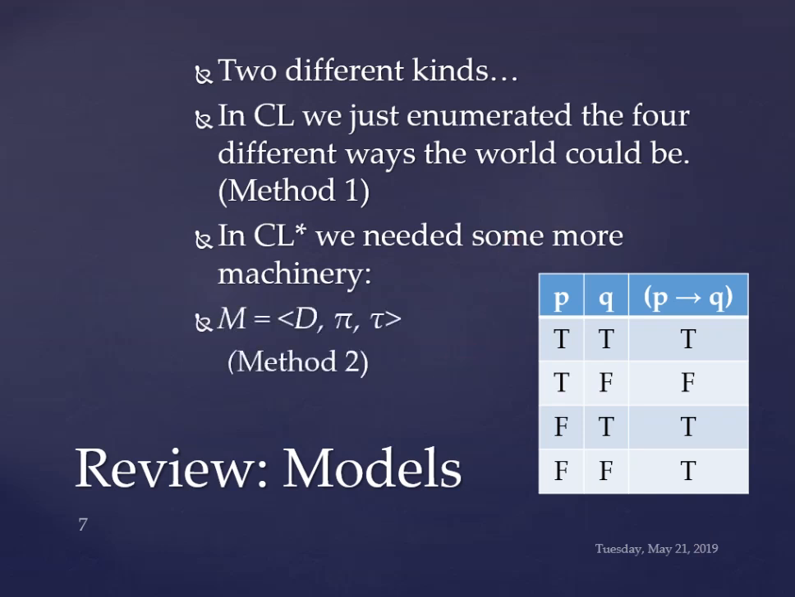We needed something that specified a domain, and then extensions for our predicates and reference for our names. That was a method that we used to basically fill in rows. So any method that can fill in a row is a way of creating a model.